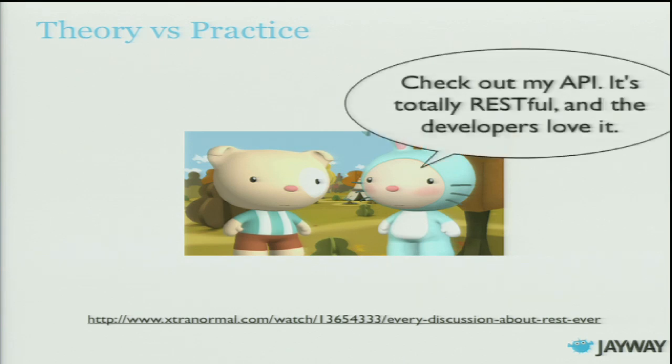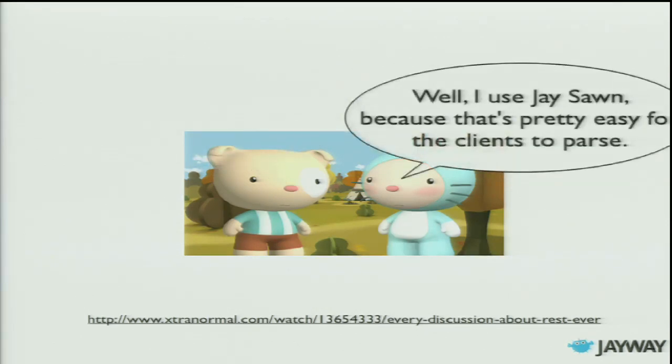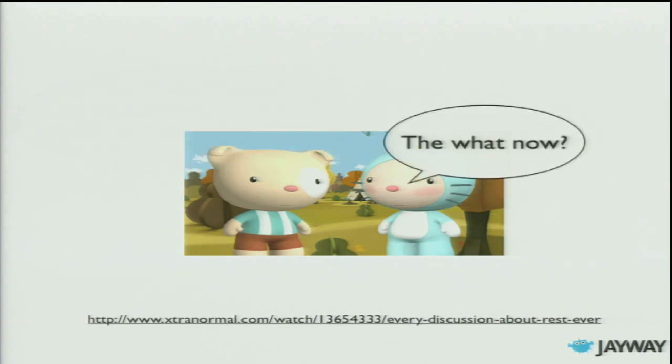So the developer, he's really happy. He says, check out my API, it's totally RESTful, and the developers love it. The professor says, cool, what media types does it use? And the developer says, well, I use JSON, because that's pretty easy for the clients to parse. Oh, but how are you handling the hypermedia constraint? Then what now?